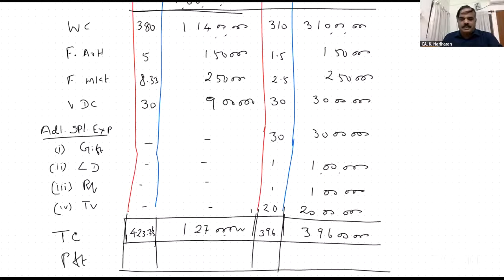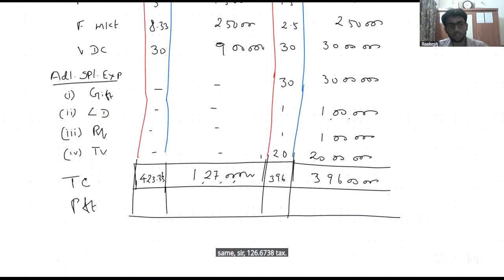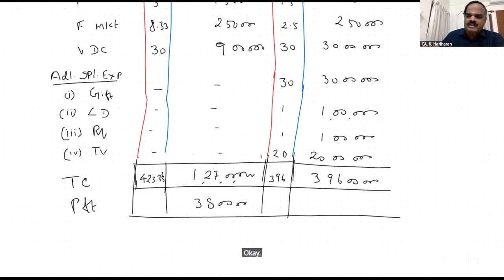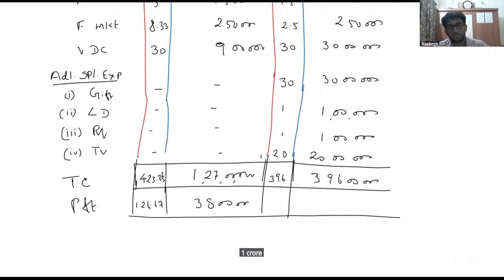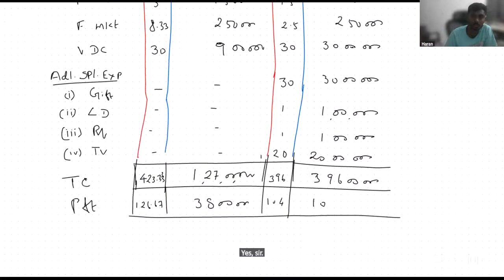So profit per unit 38 lakhs. Same, sir. 126.67, 38 lakhs. Okay. Whereas here 104 per 1 unit, 1 crore 4 lakhs. Sir, 104, 1 crore 4 lakhs. Yes, sir. Check it.